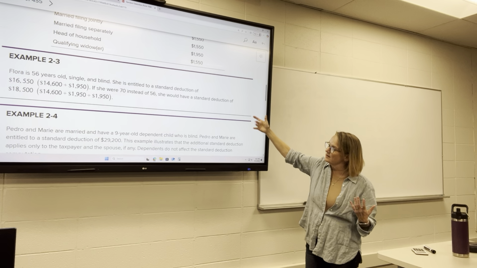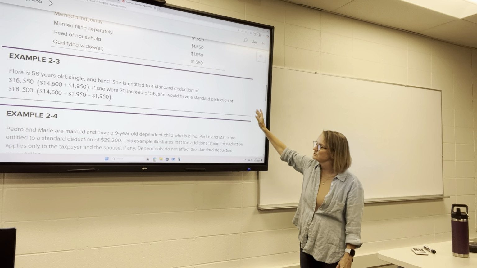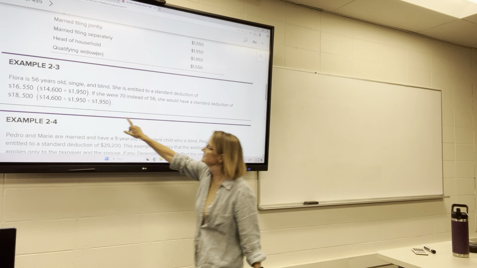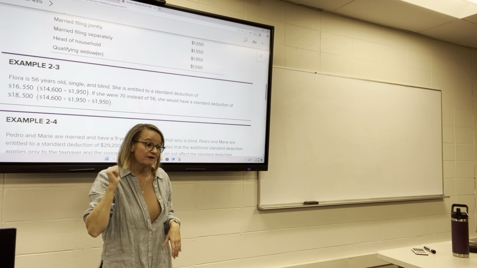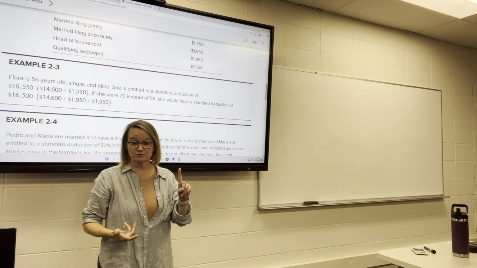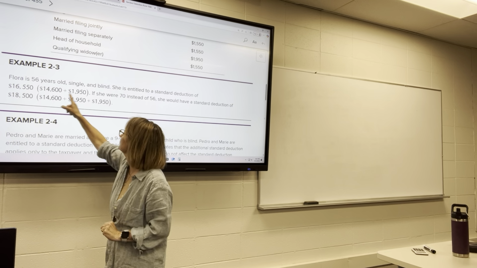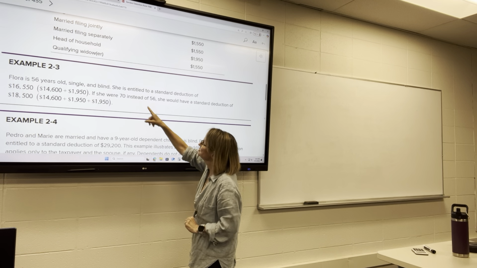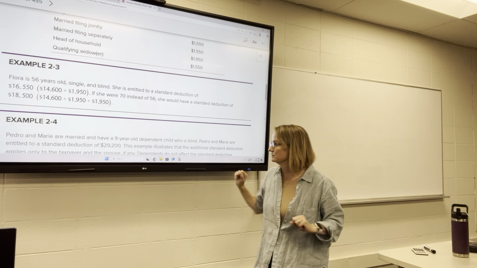So they got Flora is 56, single, blind. She has a standard deduction. We're going to start with the regular standard deduction, and then because she's single and blind, she's under 65, but she's blind. So that's one of the factors. She gets an additional $1,950 added to it. So $14,600 plus $1,950. If she was 70, she'd get $1,950 times 2 added to that standard deduction.